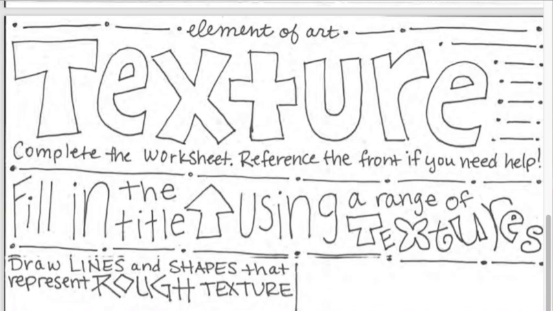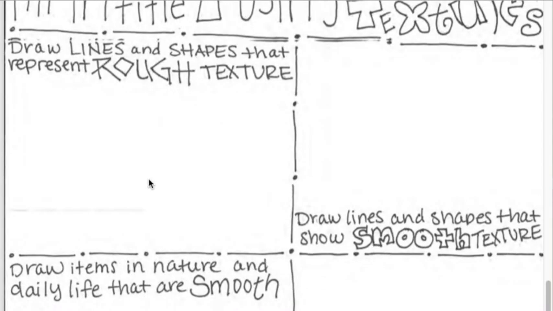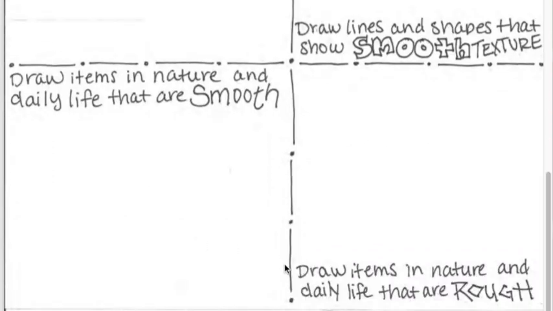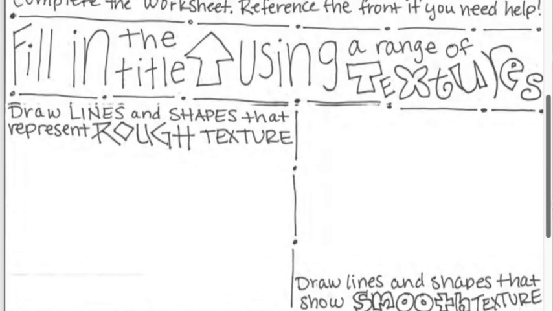The second spot here says draw lines and shapes that represent rough texture. That's what we saw on the front of the packet. This third spot here says draw lines and shapes that show smooth texture. That's what we saw in the front of the packet as well. This fourth box here says draw items in nature and daily life that are smooth. And I gave you some ideas. And then this last spot here says draw items in nature and daily life that are rough. So I think you guys have got that.